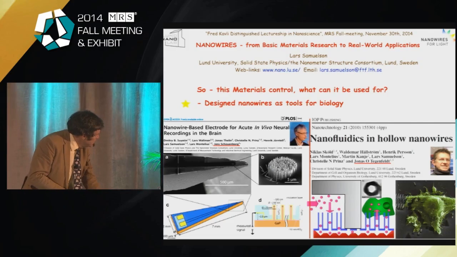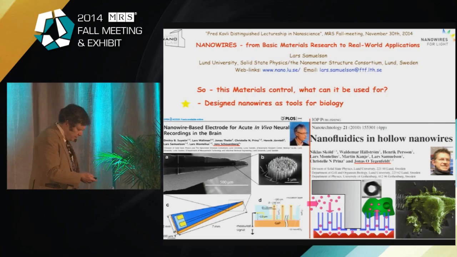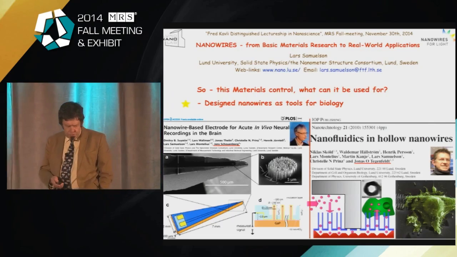These are typically 150 to 200 nanometers in diameter, which actually allows you to penetrate these cell walls often without causing damage.